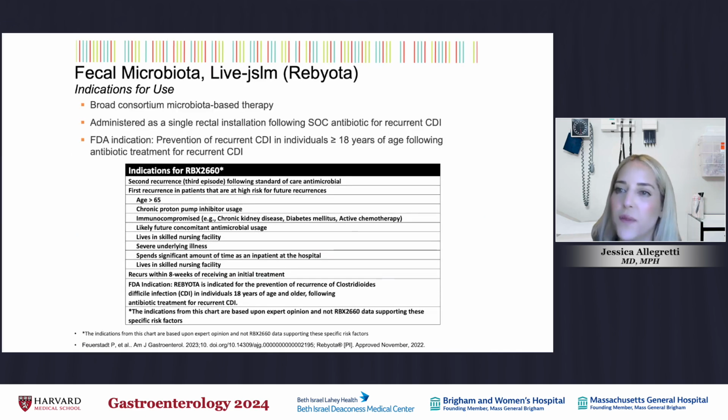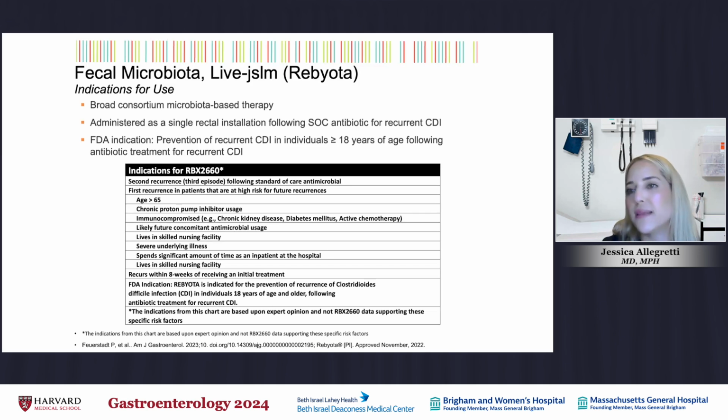The first product that was approved was Fecal Microbiota Live JSLM, or Rebiota. It's indicated again for prevention of recurrent C. diff, not treatment. So this is meant to be given after a standard of care course of antibiotics. There is no indication in the label as to how many recurrences a patient must have.